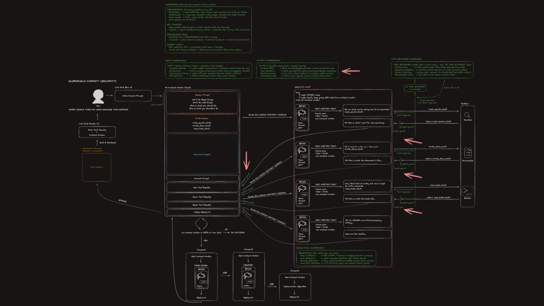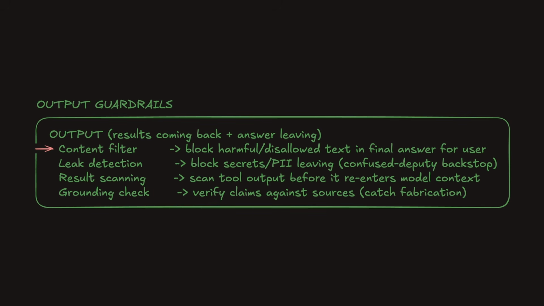Then there's output guardrails. The output guardrails are placed wherever there is information that is output by probabilistic tools like the AI model or the toolbox results. So the guards are placed here. Inside of output guardrails, there's content filter, leak detection, result scanning, and grounding check.